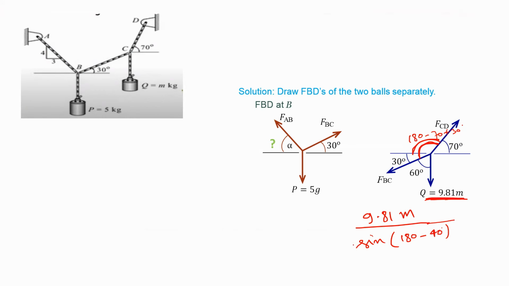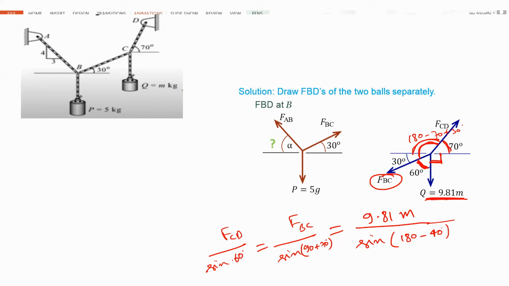Okay, now let's consider other forces. So let's consider FBC. So FBC divided by sine, what angle you will get? You will get this angle 70 plus 90. So sine 90 plus 70° equals to this force FCD divided by which angle? This angle. That means sine 60°. Okay, so now you have this equation, so you can find out the value of M and FCD also.